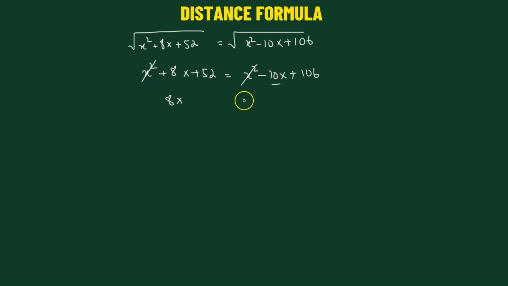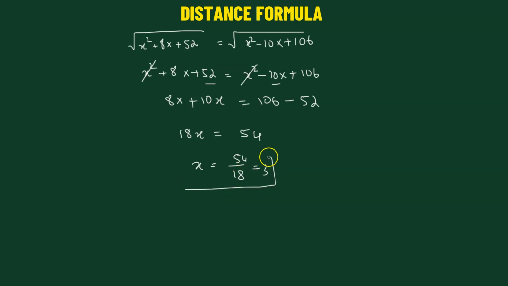We're going to transpose the negative 10x to the left hand side. We have 8x plus 10x, and on the right hand side we have 106, but we're going to transpose 52 to the right hand side. We have 106 minus 52, so that's 18x equals 54. Right, now x will be 54 over 18, which equals 3. So that means the x value is 3, and on the x-axis the point is going to be (x, 0), which corresponds to (3, 0).